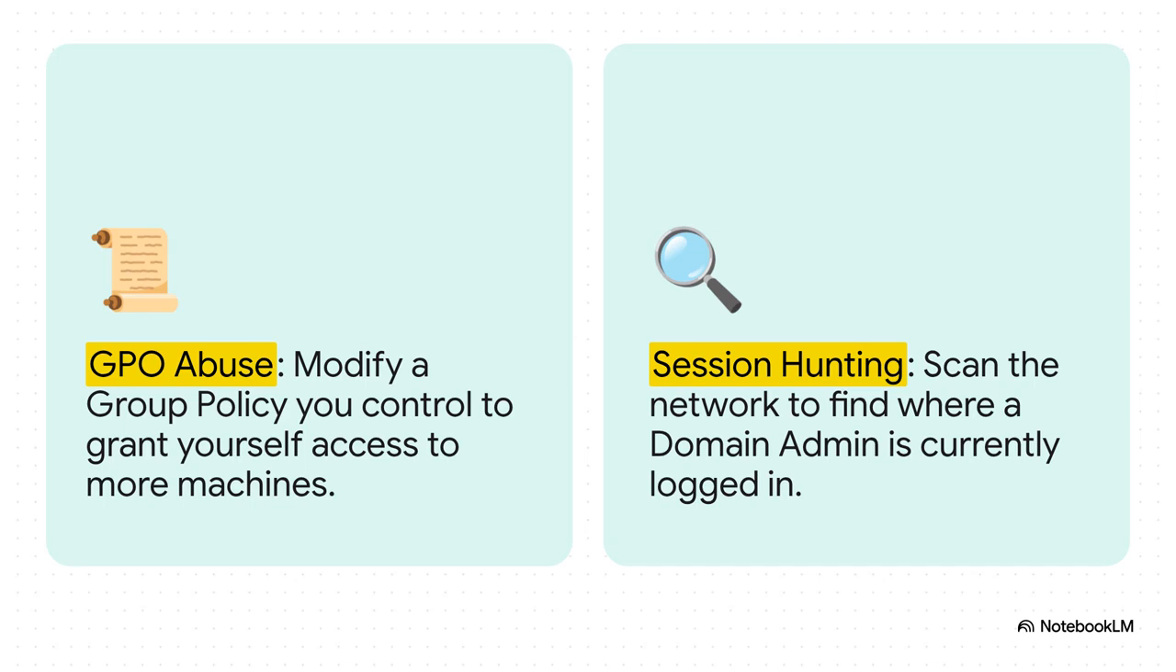And there are a couple of classic ways they pull this off. First, there's GPO abuse. If they can find a group policy they can edit, they can basically rewrite the company's digital rulebook to give themselves access everywhere.